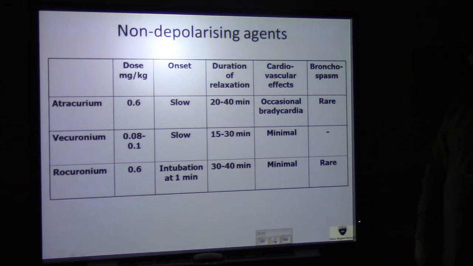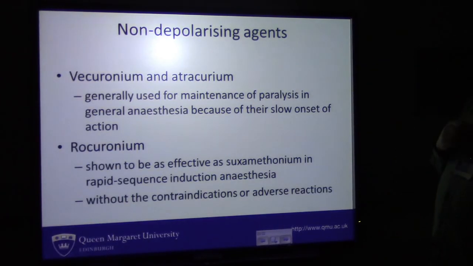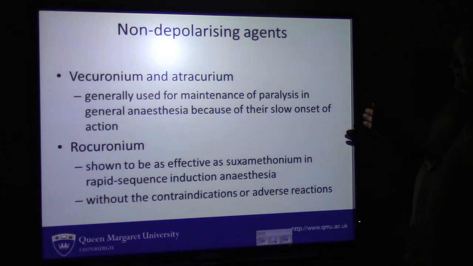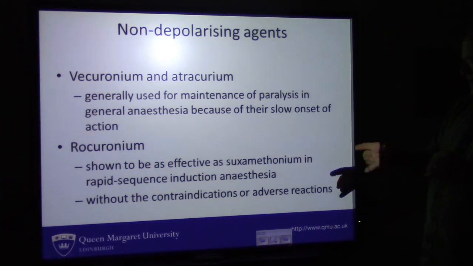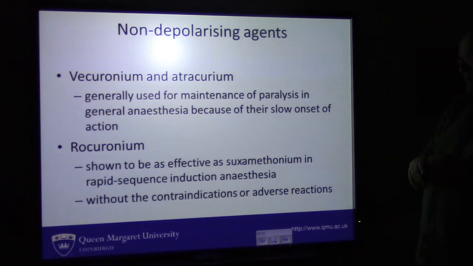So just got a couple of tables here just to finish off, to let you peruse at your leisure, showing you the different types of non-depolarising, the rate of onset, how long they work for, and whether they have any kind of side effects. And similarly, the non-depolarising ones that we mentioned are used for maintenance of paralysis because of their slow onset. So you can afford to have them because they last a little bit longer as well. And rocuronium is one of the newer ones that's good because it's as effective as suxamethonium in the rapid sequence. So although, as we said, these drugs are usually slower in onset, rocuronium is one that bucks that trend.